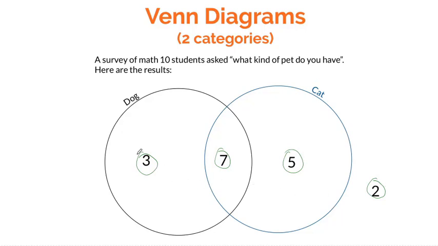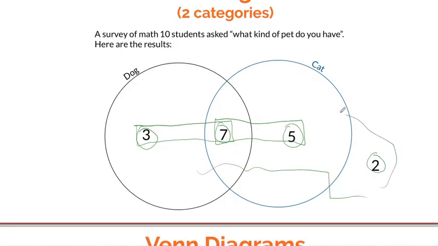What's interesting about this is if they were asked if they had a dog, 10 students would say they had a dog. And if they were asked if they had a cat, 12 students would say they had a cat. That is interesting because if you add up 10 plus 12, you get 22, which has nothing to do with how many people were surveyed or anything else that you'd want to know about this group of people.